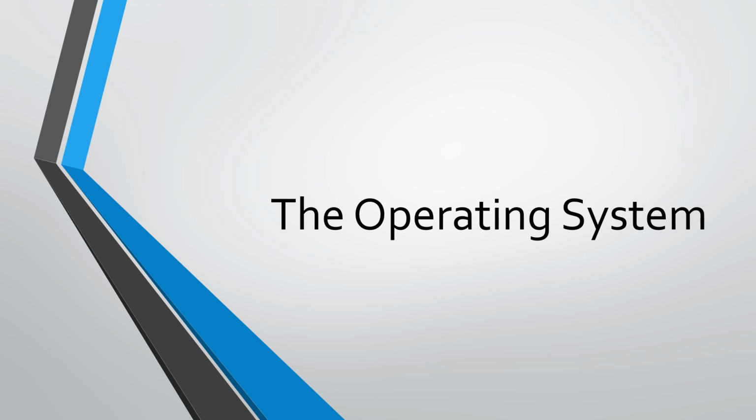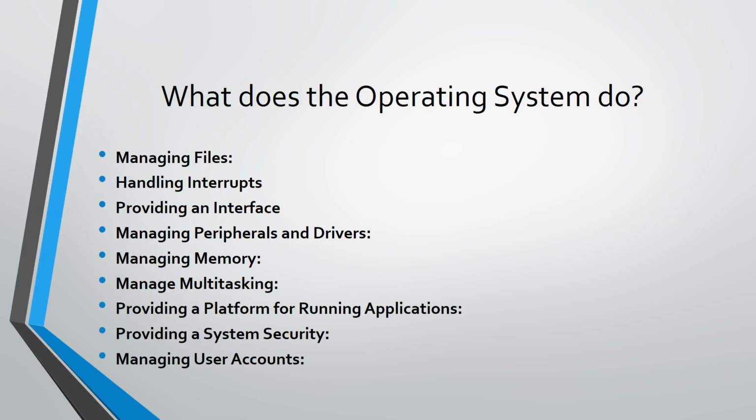Next is the operating system, the most important part of our system. Without this operating system, our system cannot work, application cannot work. So, what does the operating system do?